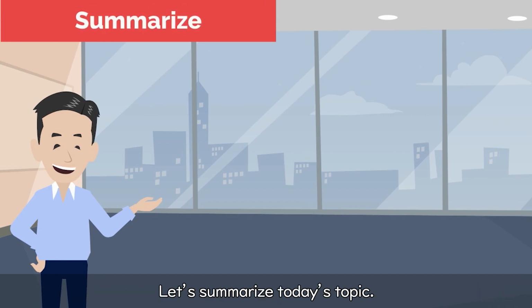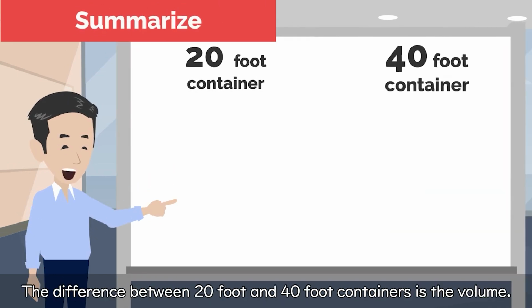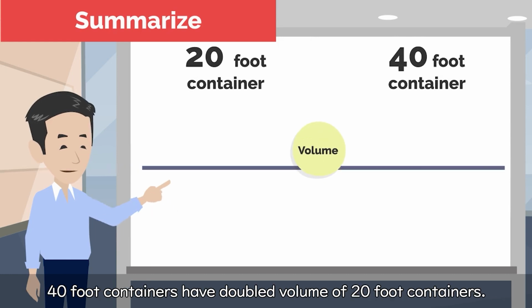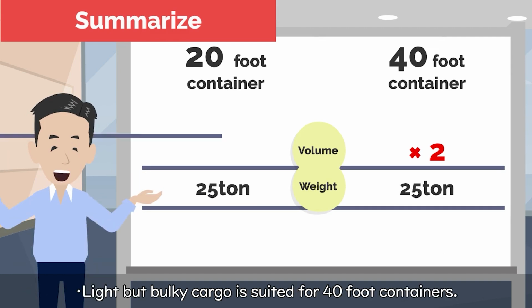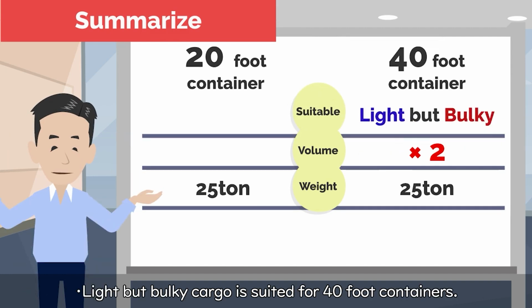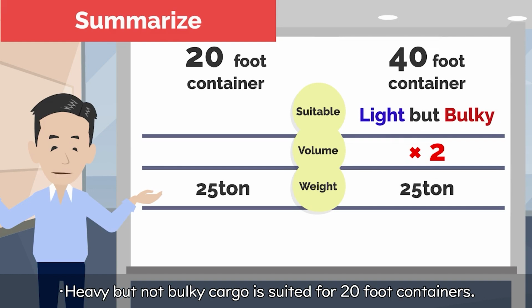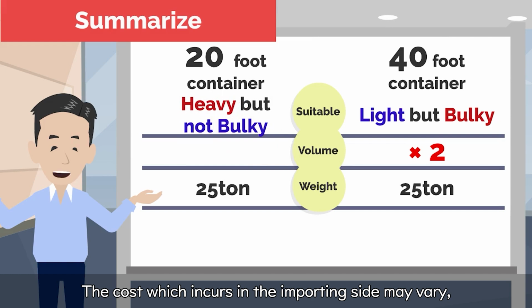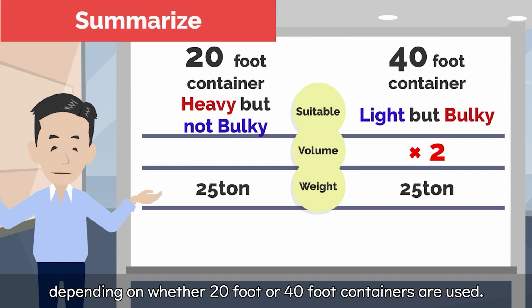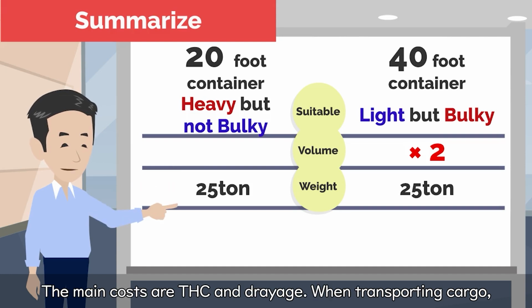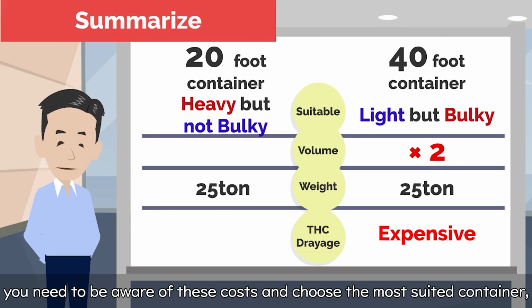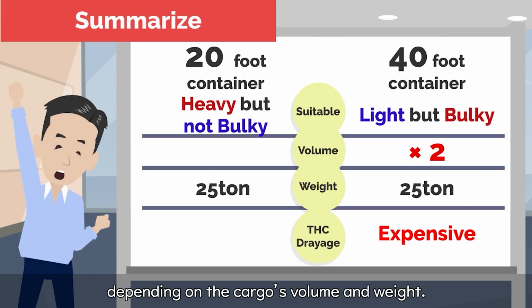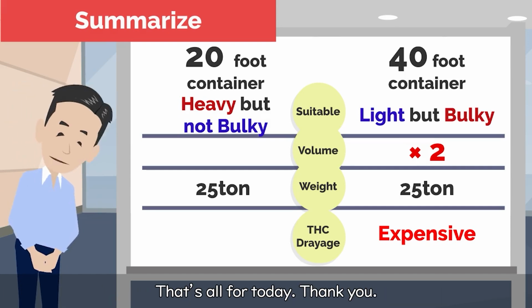Let's summarize today's topic. The difference between 20-foot and 40-foot containers is the volume. 40-foot containers have double the volume of 20-foot containers. The maximum cargo weight is the same for both. These are the characteristics. Light but bulky cargo is suited for 40-foot containers. Heavy but not bulky cargo is suited for 20-foot containers. The cost which is incurred on the importing side may vary, depending on whether 20-foot or 40-foot containers are used. The main costs are THC and drayage. When transporting cargo, you need to be aware of these costs and choose the most suited container, depending on the cargo's volume and weight. That's all for today.